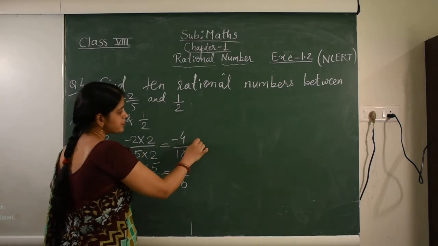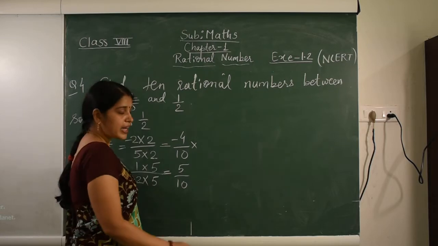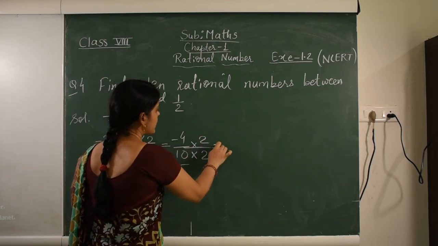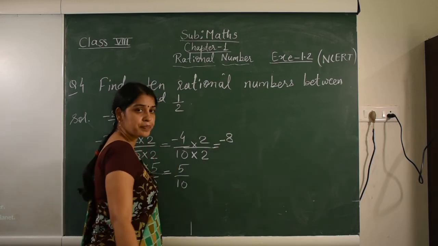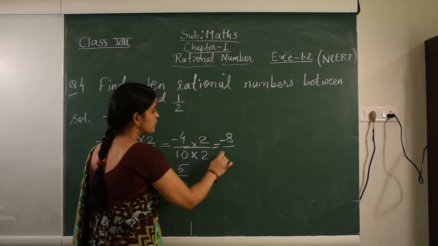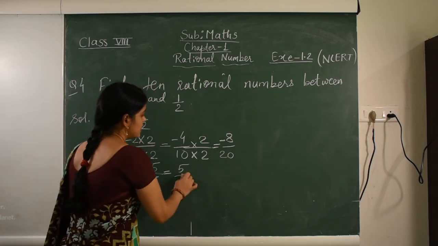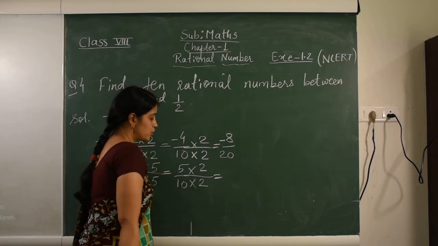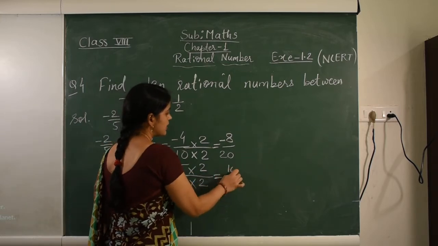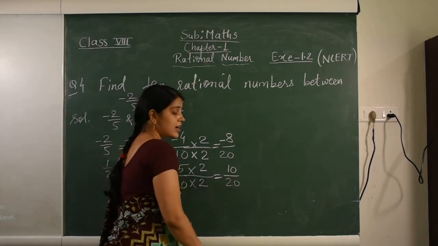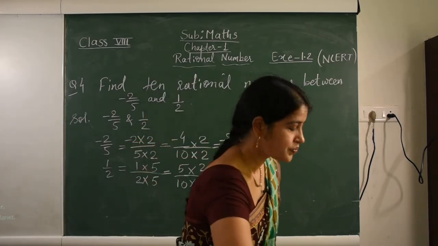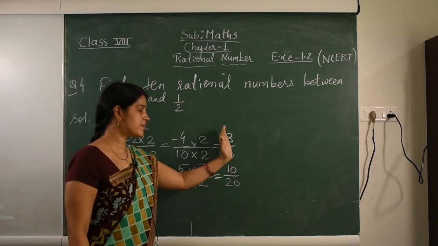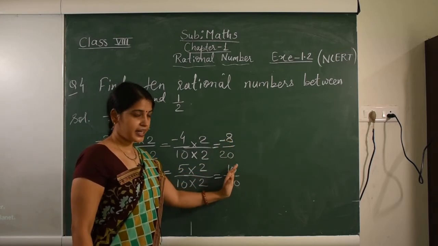So here we are multiplying by 2. So minus 4 into 2 is minus 8 and 10 into 2 is 20. Similarly here also we multiply by 2. 5 into 2 is 10 and 10 into 2 is 20. Now we can get many rational numbers between minus 8 and 10.